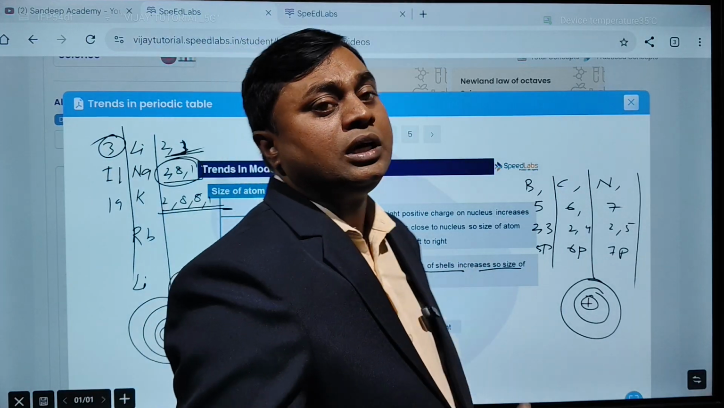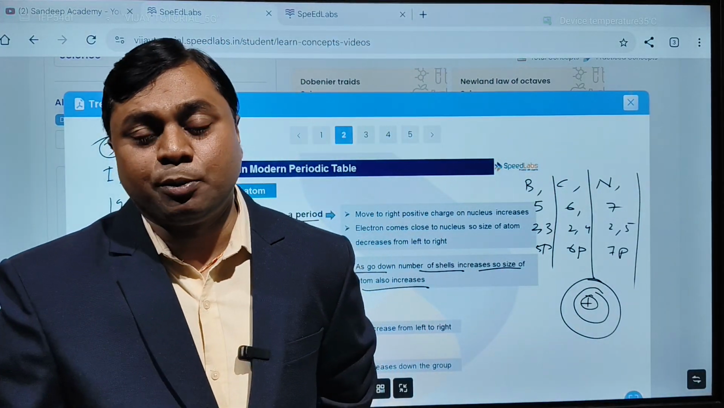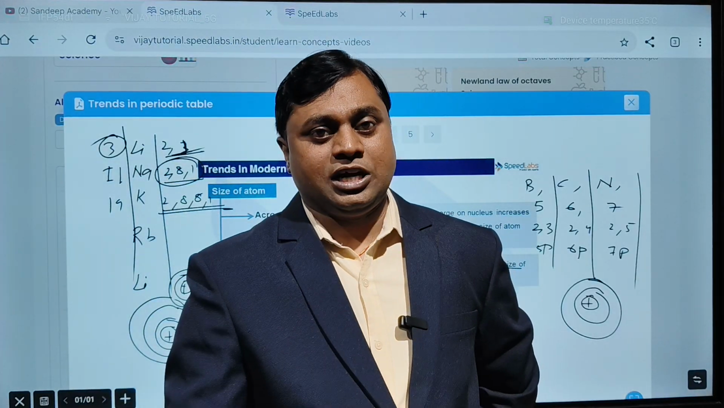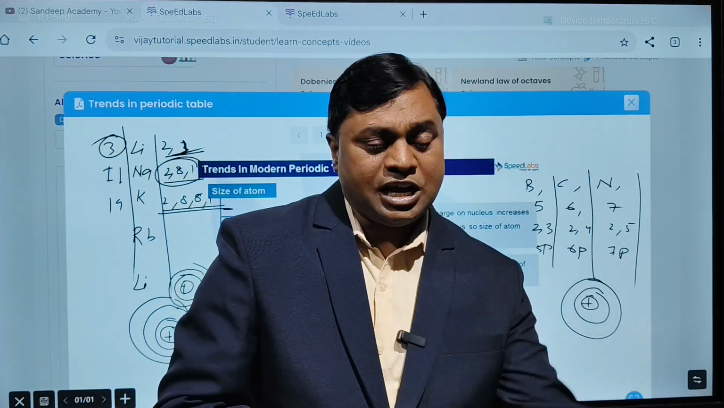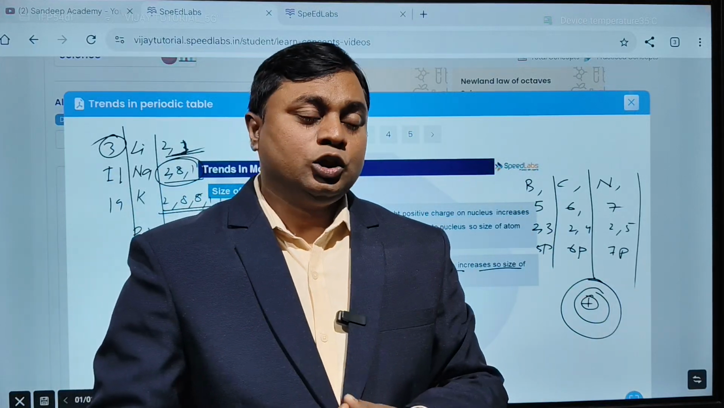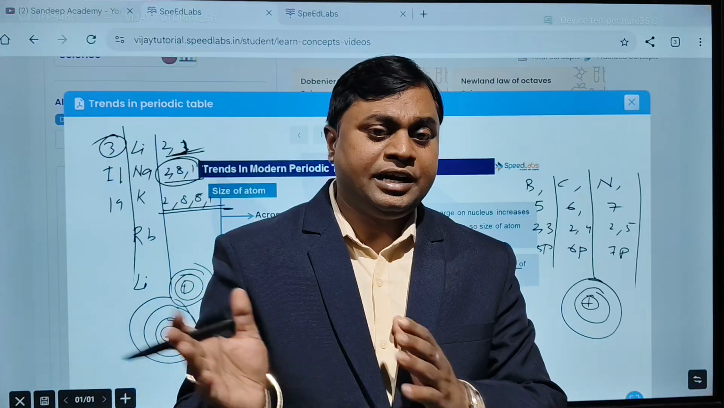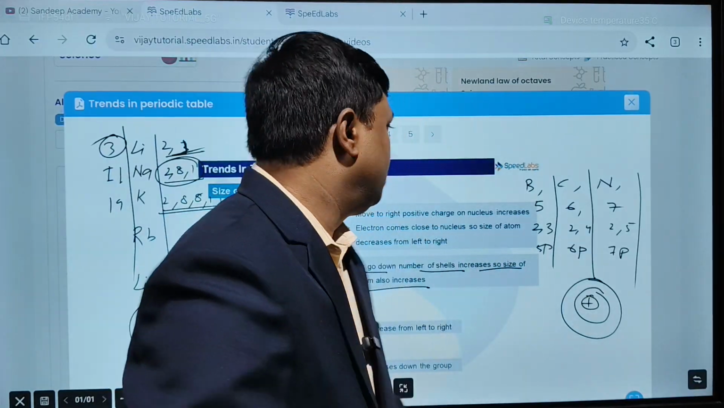Metallic character. What is a metal? The tendency to lose electrons. Metallic character is directly proportional to the atomic size and inversely proportional to the nuclear charge. Remember one thing: if atomic size is more, metallic character is high. So down the group, metallic character increases, and across the period, metallic character decreases.